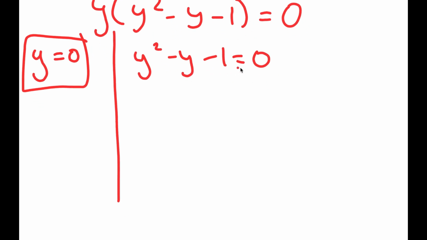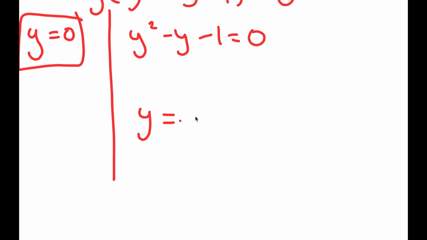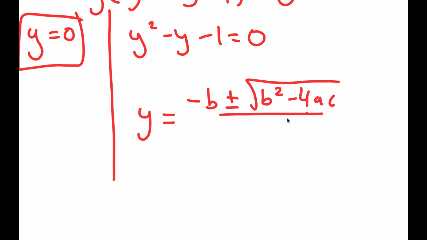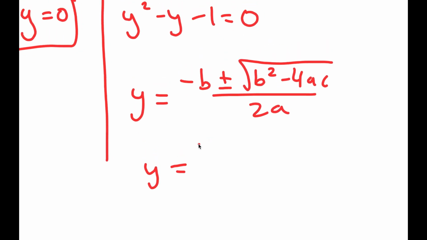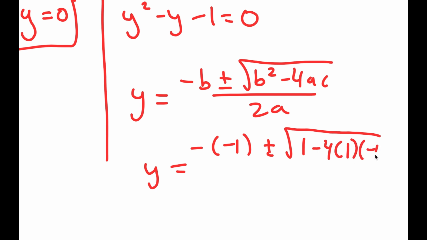And for y squared minus y minus 1 equals 0, I can use the quadratic formula, which is negative b plus or minus the square root of b squared minus 4ac all over 2a. So I get y is equal to negative of negative 1 plus or minus the square root of negative 1 squared, which is 1, minus 4 times a, which is 1, times c, which is negative 1, all over 2a, so 2 times 1.